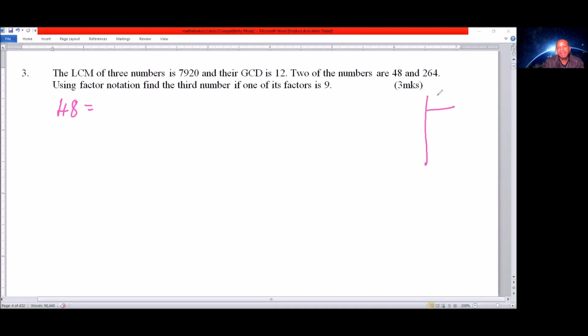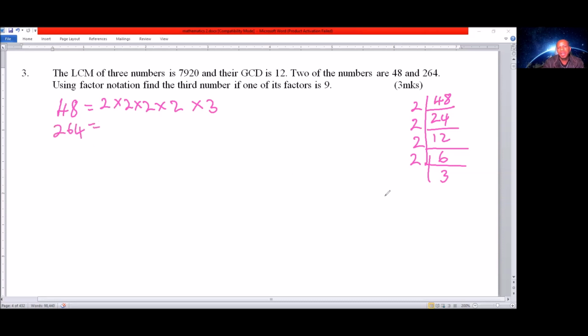Remember how we get factors. So that is 48. Divide by 2, you get 24. Divide by 2, you get 12. Divide by 2, you get 6. Divide by 2, you get 3. So it means 48 is 2 times 2 times 2 times 2 times 3. So that is 48. Then the other one is 264.